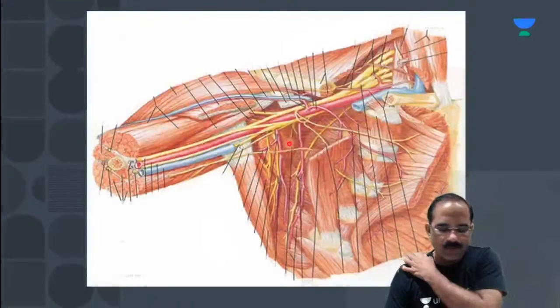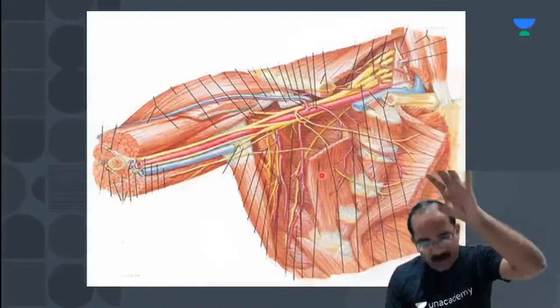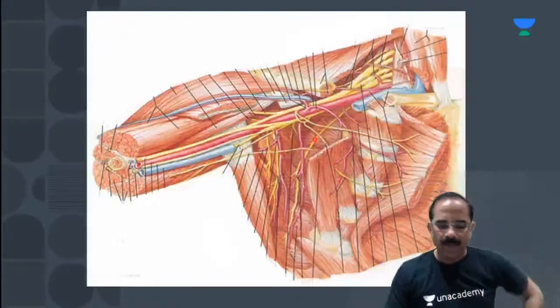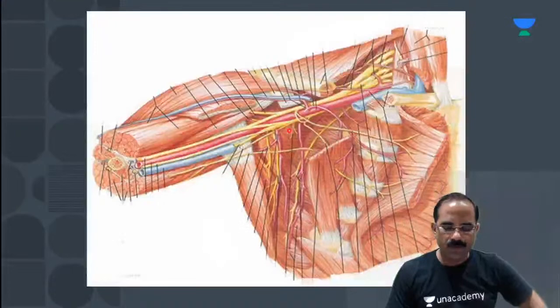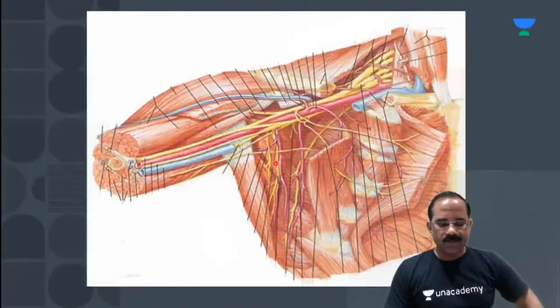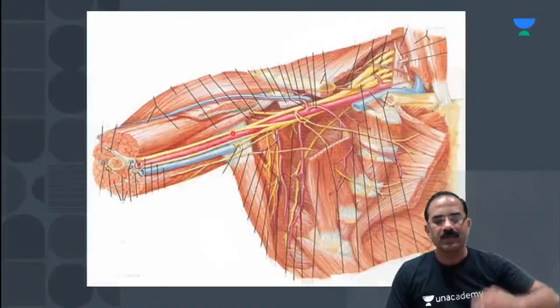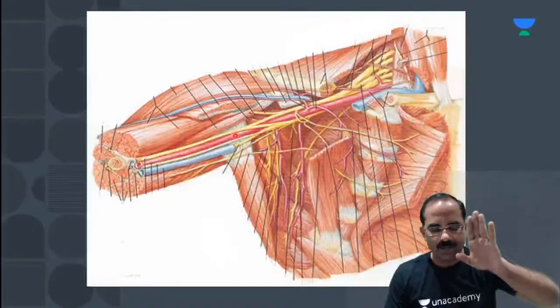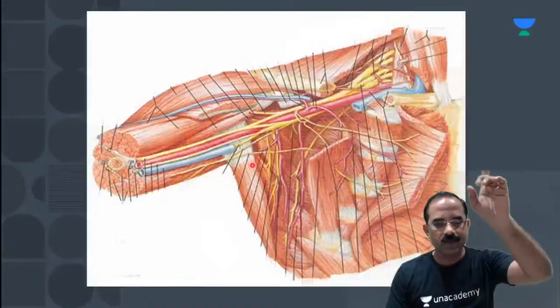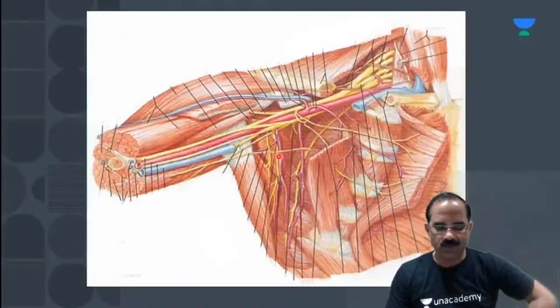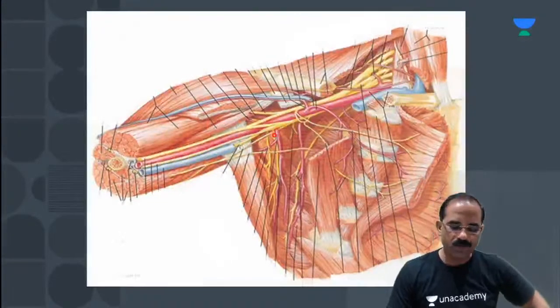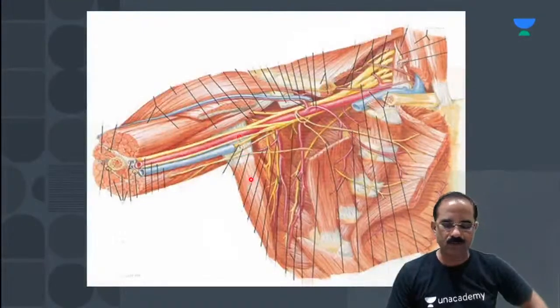What is this that we're looking at? The posterior wall of the axilla. And the posterior wall would be formed by one, what is this muscle? Subscapularis. Second, teres major. And this shining tendon is the tendon of latissimus dorsi. So the posterior wall would be formed by the subscapularis, the teres major, and the latissimus dorsi.